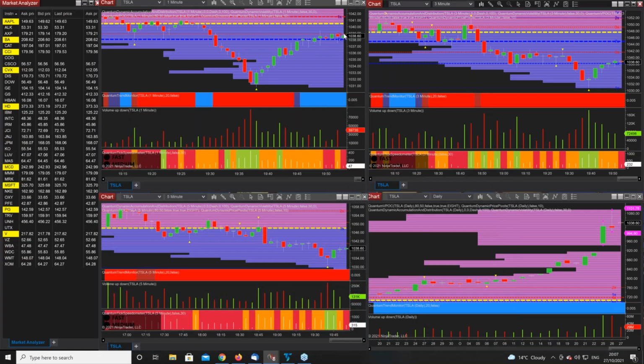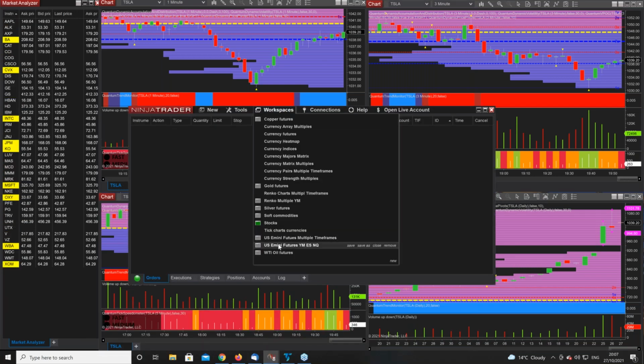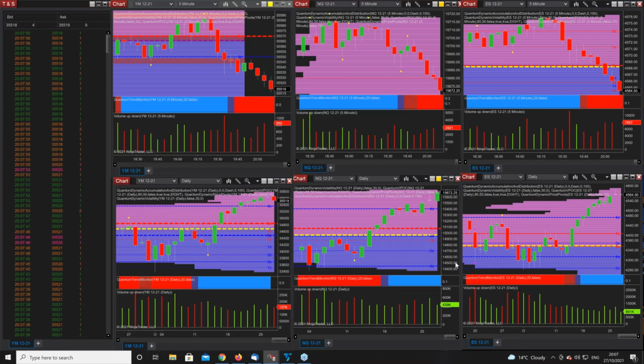Seems like it's managed to push through there. I've got another little level above there. Let's just head over to the indices themselves, see what's going on, broadly speaking. This is the three sisters. I've got the YM, December contracts. This is YM at the top left, NQ in the middle, and the ES S&P 500 on the right-hand side.